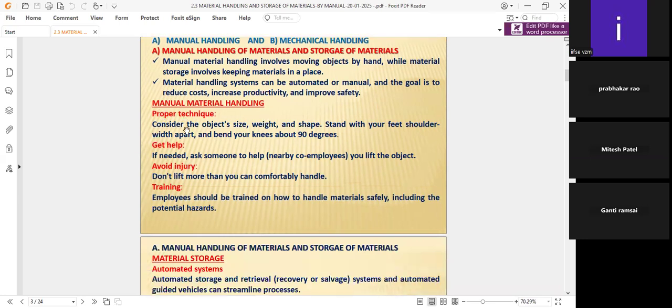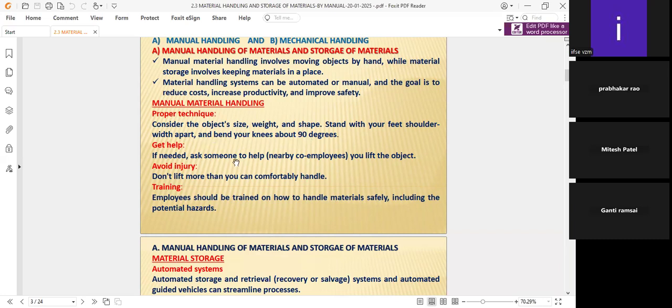For manual material handling, proper techniques consider the object's size, weight, and shape, which is also very important. Before going to all the manual postures, we will discuss the theory and then go to the practicals also. Stand with your feet shoulder width apart and bend your knees about 90 degrees. This is the position of the person while lifting the weight from the ground. We will give the postures in the coming slides also. That means two legs are apart and bend your knees about 90 degrees.